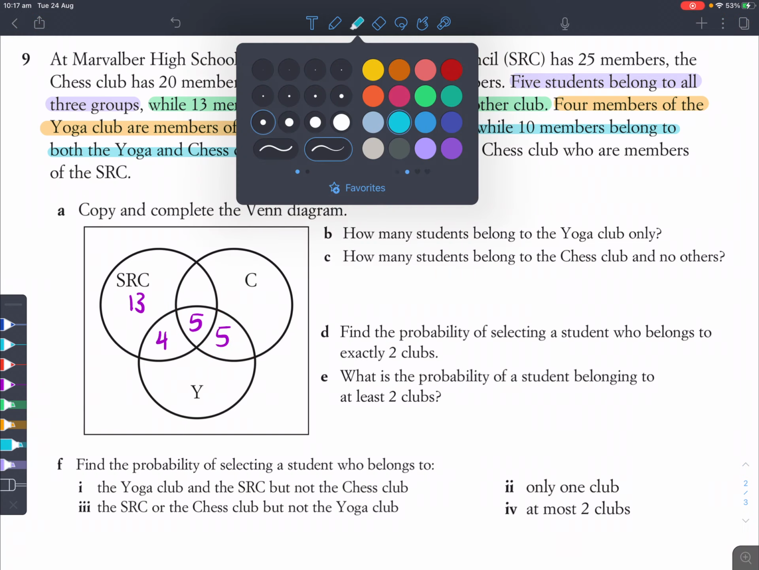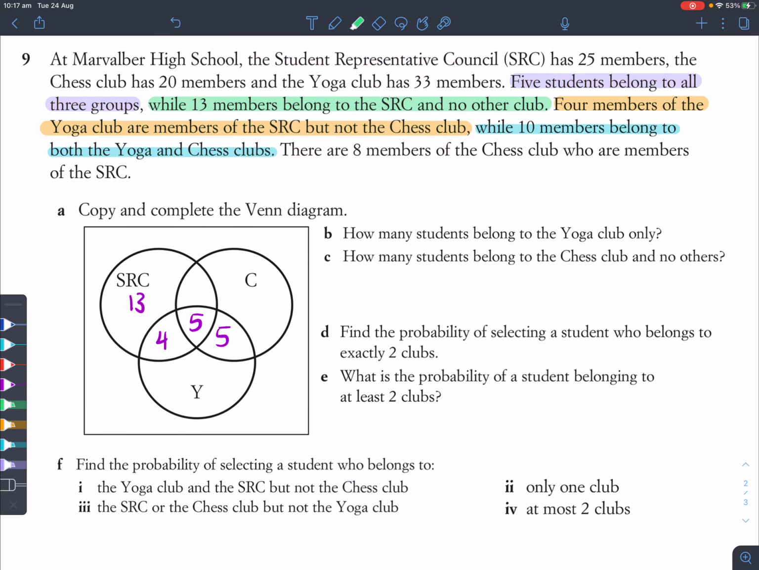Then the last bit says there are 8 members of the chess club who are members of the SRC. Okay, so 8 members of the chess club who are members of the SRC, which is this one here. So the intersection between those two circles is that, and that adds up to be 8. So that number there is 8 minus 5, which is 3. Okay, and now we can complete the rest of the circles. So let's try and find out people who do only chess and only yoga.